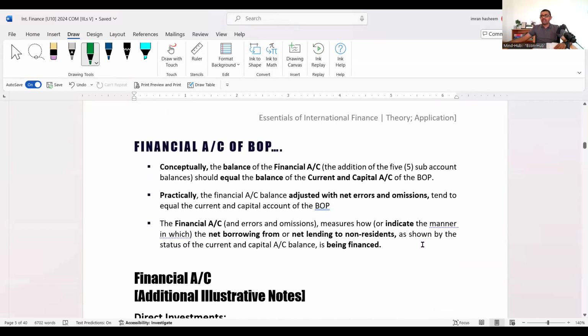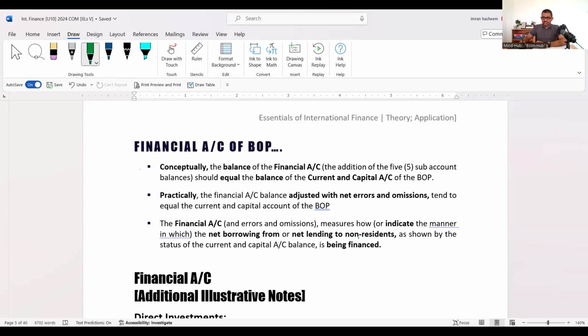So the financial account of the balance of payments. I've given a summary for you. Conceptually, the balance of the financial account is the addition of the 5 sub accounts. Shall we say it one more time? Three types of investments: direct, portfolio, other. Two items: derivatives, reserve assets. Five things. You add them together, then you get the financial account balance, which should equal the balance of the current and capital accounts.